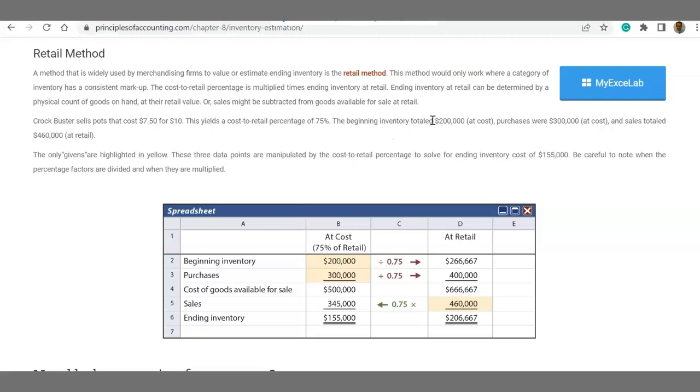The beginning inventory totaled 200,000 at cost, and purchases were $300,000 at cost. We know already what the beginning was, and also we know what we purchased. And sales totaled $460,000 at retail. So we know also what the sales were, because we always record the sales. Either you do the periodic method or the perpetual method, it doesn't matter. You always know what you are selling. So their sales were 460.